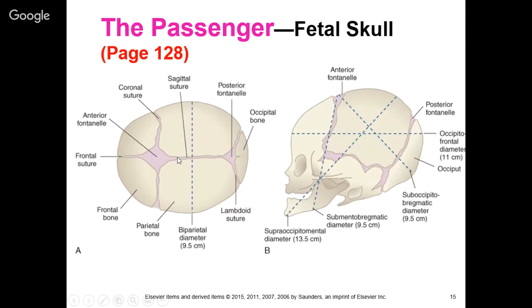So you can see the sutures, and here's the posterior fontanelle and the anterior fontanelle. When you're assessing these on an infant, they should be pretty level with the skull. If they're sunken in, that's decreased volume, dehydration, blood loss. If they're bulging, that's increased intracranial pressure and too much fluid. That's a problem.